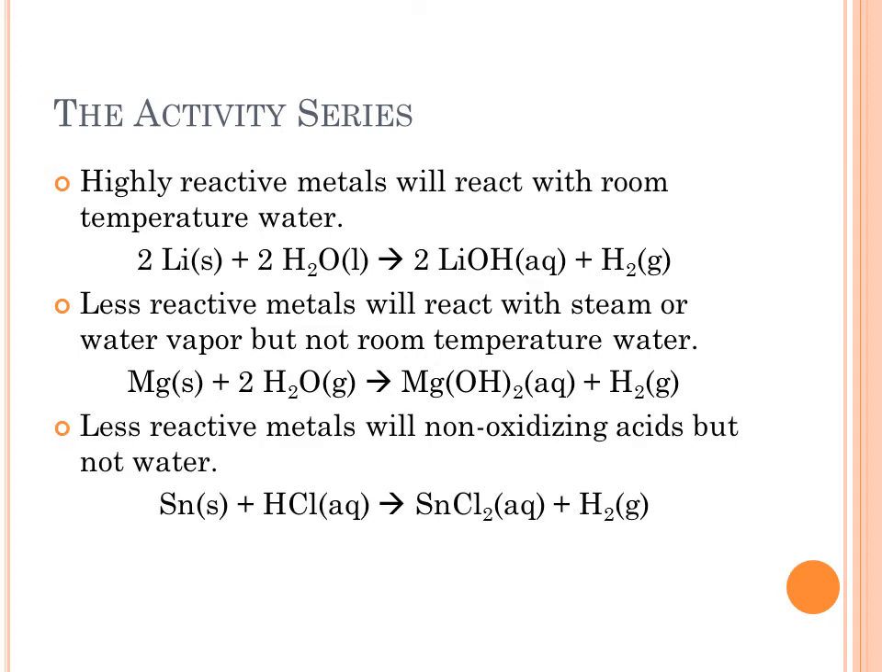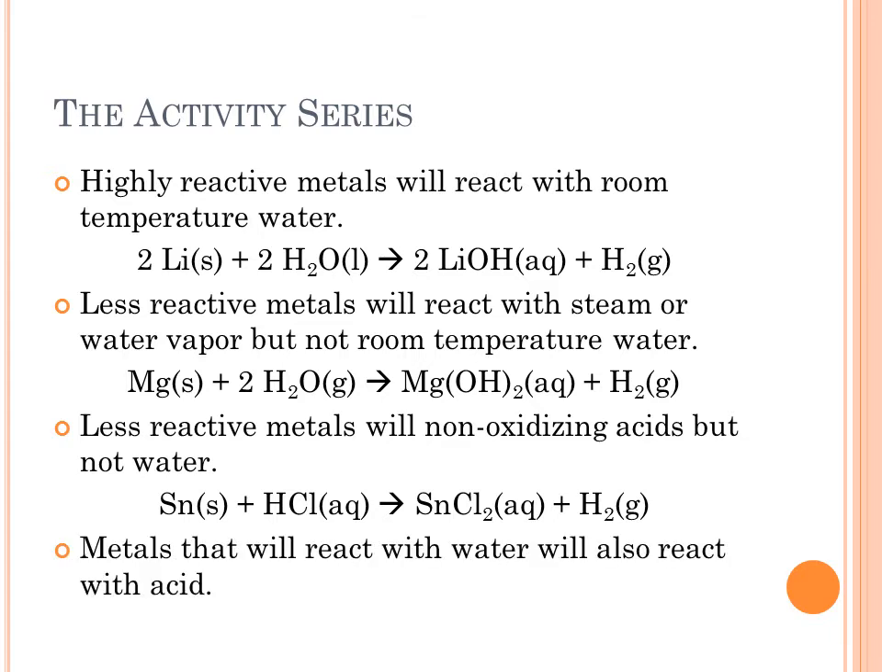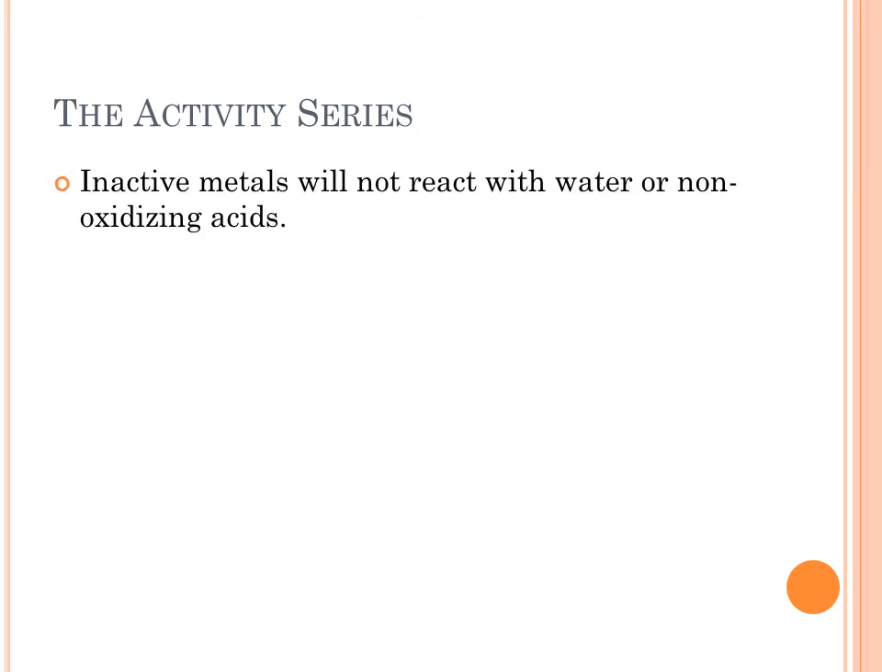Less reactive metals will react with non-oxidizing acids, but not water. For example, tin will react with hydrochloric acid to produce tin chloride and hydrogen gas, but the tin will not react with water at all, at least to liberate hydrogen gas. Metals that react with water also react with acid as well. Inactive metals will not react with water or non-oxidizing acids.